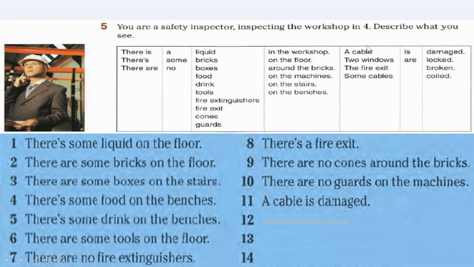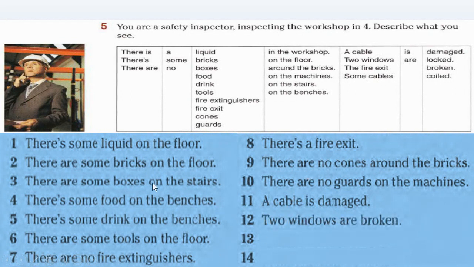Basically, we use the object at the beginning, then is with the singular and are with the plural, and then the verb in its past participle form. A cable is damaged. Who did that? I don't know. Can I change it into an active sentence? Yes, I would say there is damage in the cable, or Ahmed has damaged the cable.